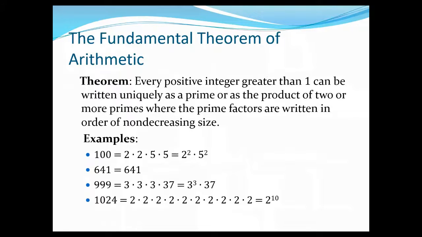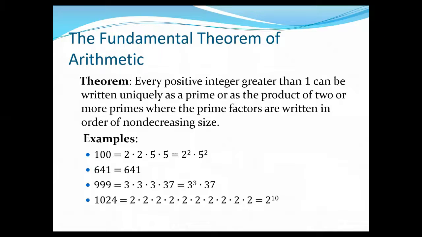We also have a theorem that involves prime numbers. It states that every positive integer greater than 1 can be written uniquely as a prime or as the product of two or more primes, where the prime factors are written in order of non-decreasing size. So if we have a given number, we could rewrite it based on its prime factors, starting from the smallest up to the biggest prime number. When we multiply these prime numbers, it will give us the given number.